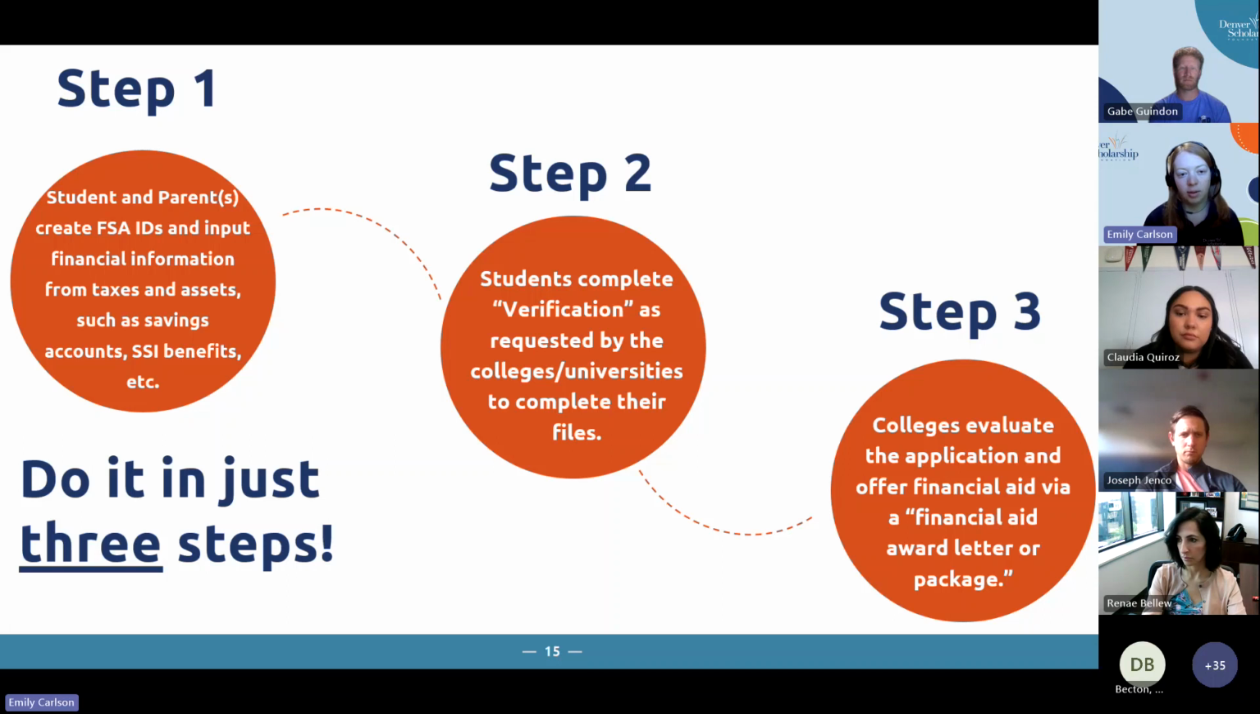And so yes, step 3 is that colleges do evaluate the applications, the complete files. They can only review files once they're complete. So students do have to finish verification in order to get their financial aid applications considered. And then once the colleges have all that information, they can look at it and give the student their financial aid award letter or package, which we'll get into in a minute as well.